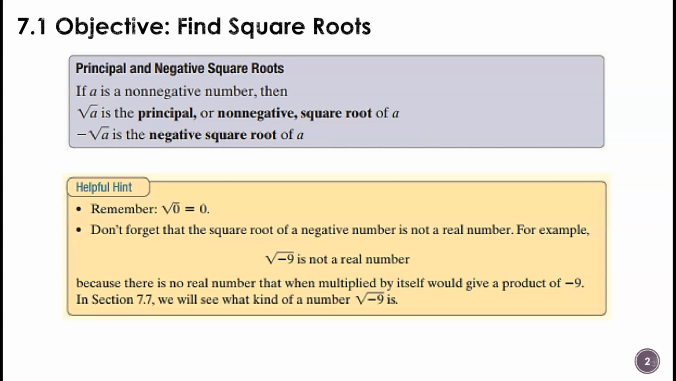If there is a negative on the outside, the negative square root of a, then we'll have a negative answer for those that have the negative out front. The square root of 0 is 0, and if we're taking the square root of a negative number, it is not a real number. Now, we will talk about how to take the square root of a negative number in section 7.7, but it's an imaginary number, not real.